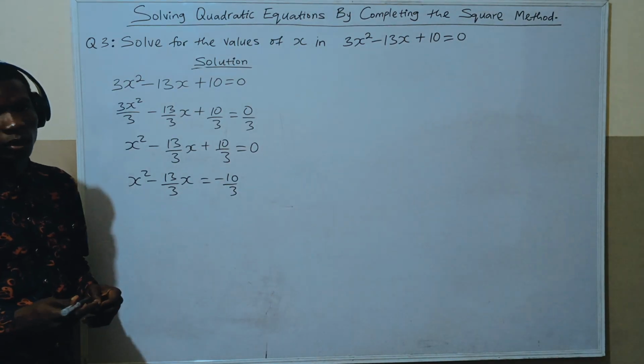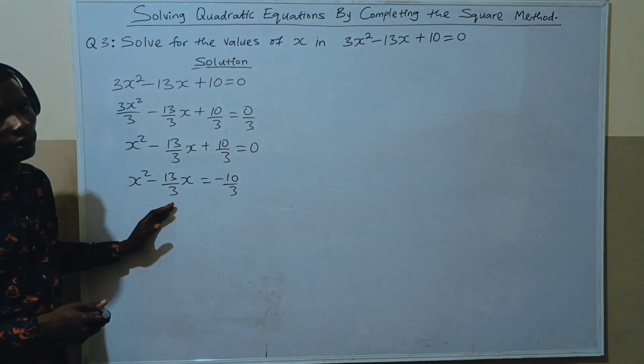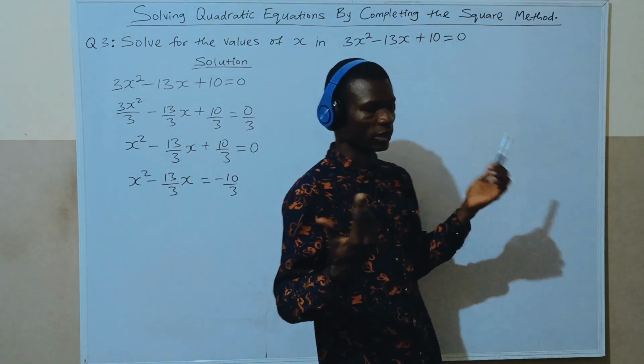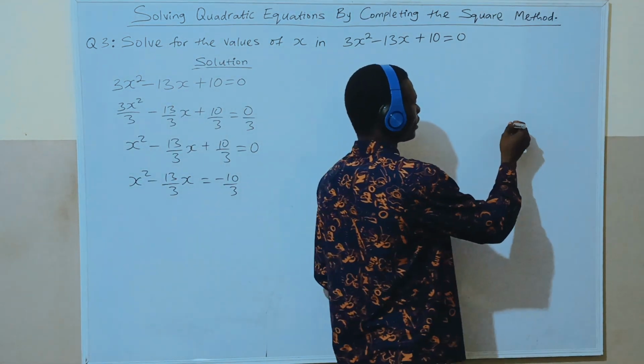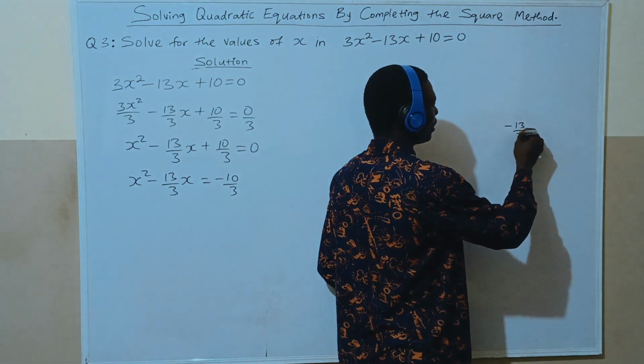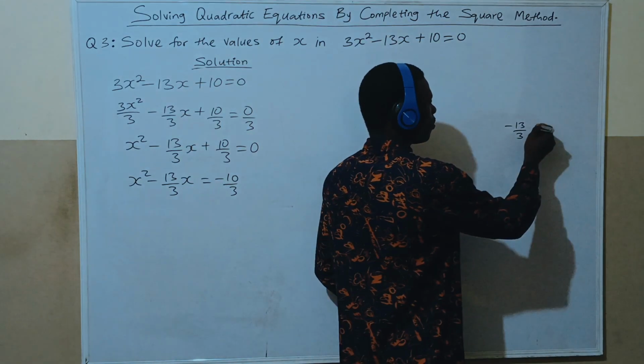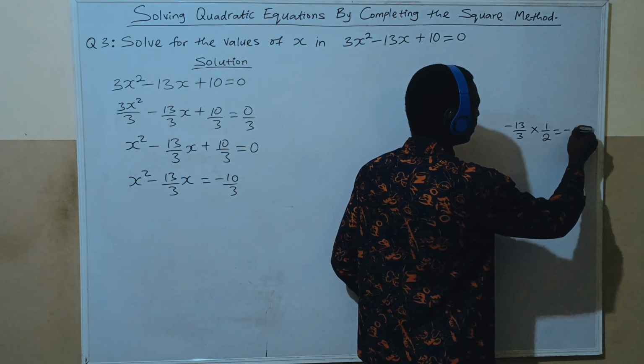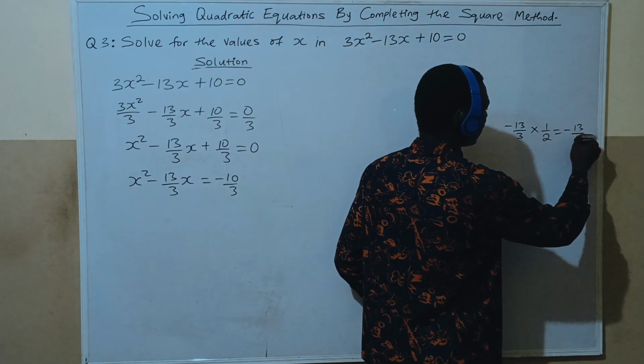So what is the next thing to do now? It is to complete the square on the left hand side. So how do we complete the square on the left hand side? We take the coefficient of x on the left hand side. The coefficient of x this time around is negative 13 divided by 3. So what do we do to this? We are going to halve it. We are going to multiply by half, and that's going to give us negative 13 over 6.